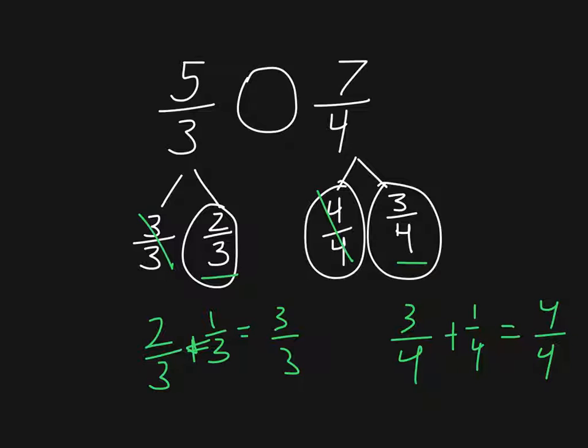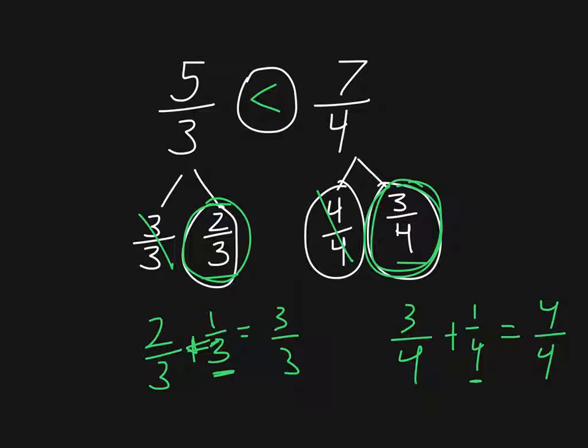So which of these numbers is closer to 1/2, 3/4 or 2/3? They're both 1 unit away from 1/2, but 1/3 is a much bigger piece than 1/4 is. So 1/3 is farther from 1/2, so I know that 7/4 is going to be greater than 5/3.